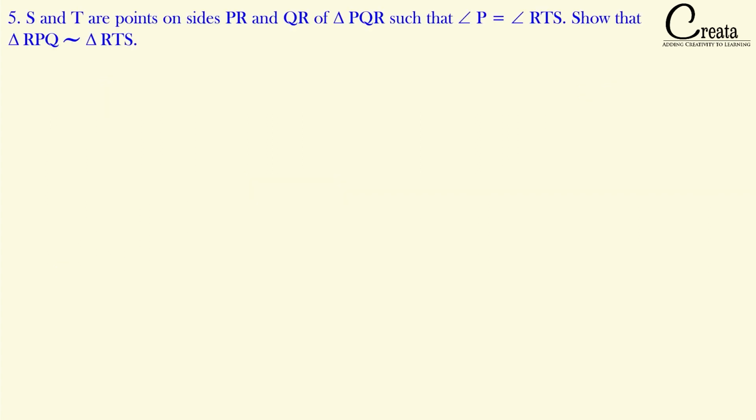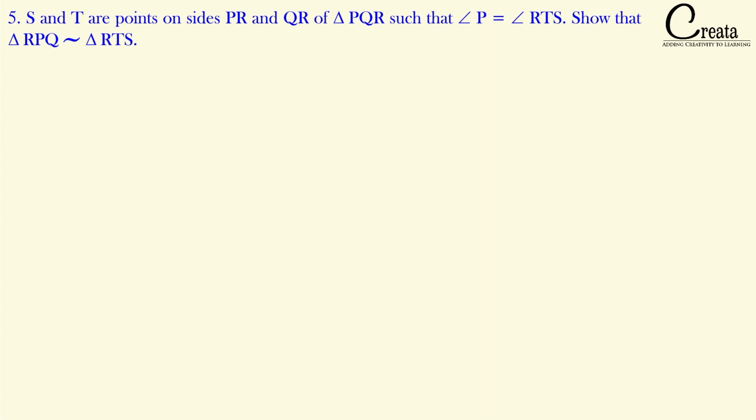Let's move to question number 5. S and T are points on the side PR and QR of the triangle PQR such that angle P is equal to angle RTS. Show that triangle RPQ is similar to triangle RTS. So this is the question.